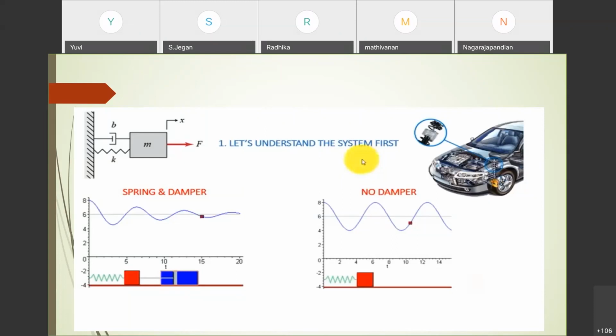So now we are going to compare these elements with the vehicle. We have the body in the vehicle, which is called the mass. We do have springs in the vehicle, all the suspensions are springs. And we do have shock absorbers in the vehicle, which act as dampers.